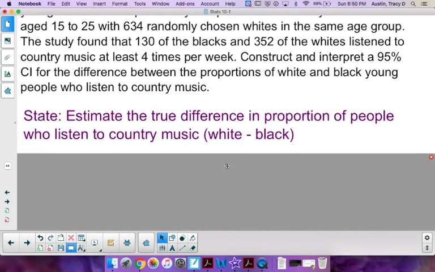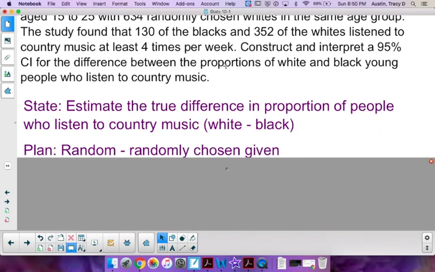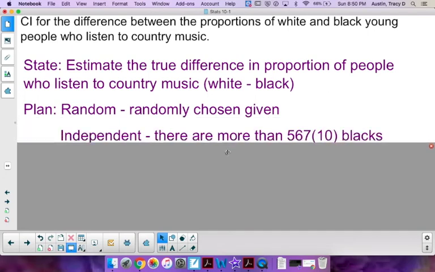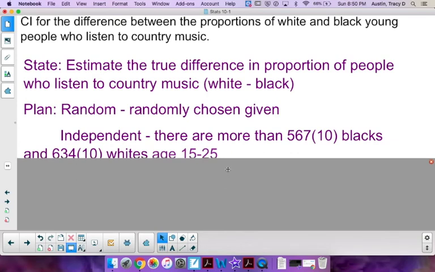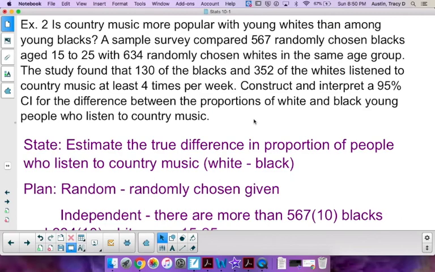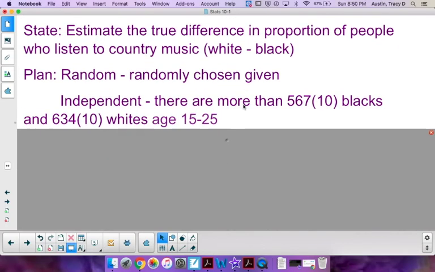Okay, so plan. Random, yes, randomly chosen. It does say randomly chosen, given in the problem. Independent. We have now 2 groups, so we have to list them each in the independence rule. There are more than 567 times 10 blacks. There are more than 634 times 10 whites, age 15 to 25. It doesn't say where, so you could even put age 15 to 25 in the world, okay, because that actually would be part of it.